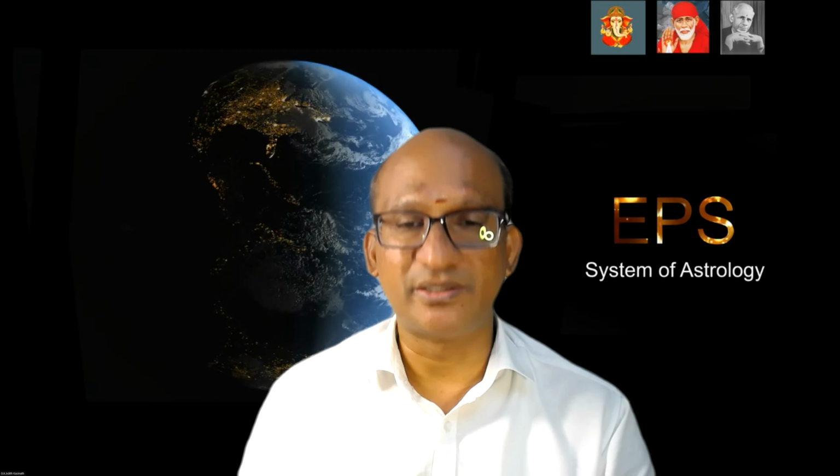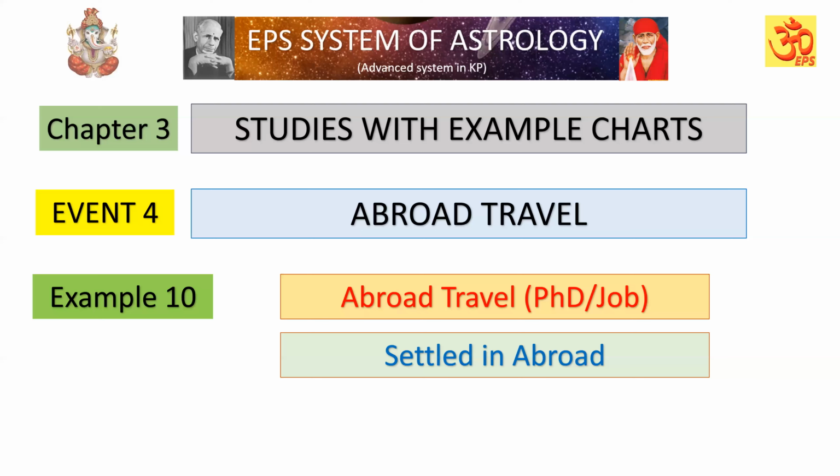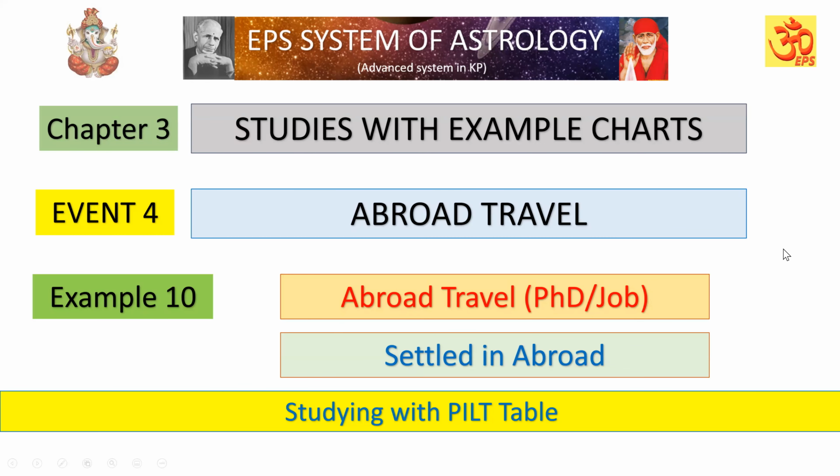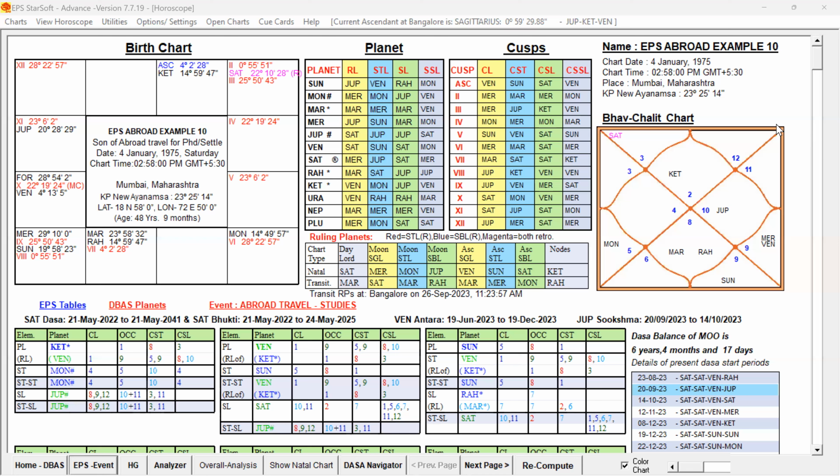So let us examine the same example, example number 10, with the PILT table. Example number 10: abroad travel for PhD and also job, and finally settled abroad. We are going to study this example with the help of the PILT table. Now let us examine the birth chart. This is the birth chart of that male we discussed, example number 10. Now we are going to study with the PILT table.